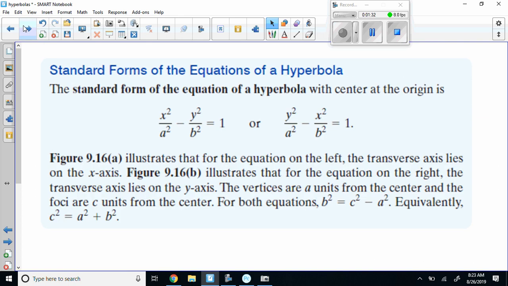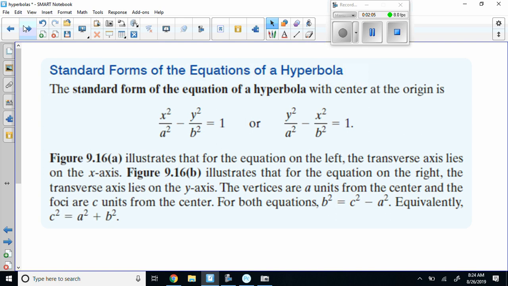The standard form of equation is exactly there. X squared over a squared minus y squared over b squared, or y squared over a squared minus x squared over b squared. Note that the y squared and the x squared swapped places. The numerator swapped this time, as opposed to the denominators. So make that a note. This is if it's at the origin, right? Which is probably the easier of them.